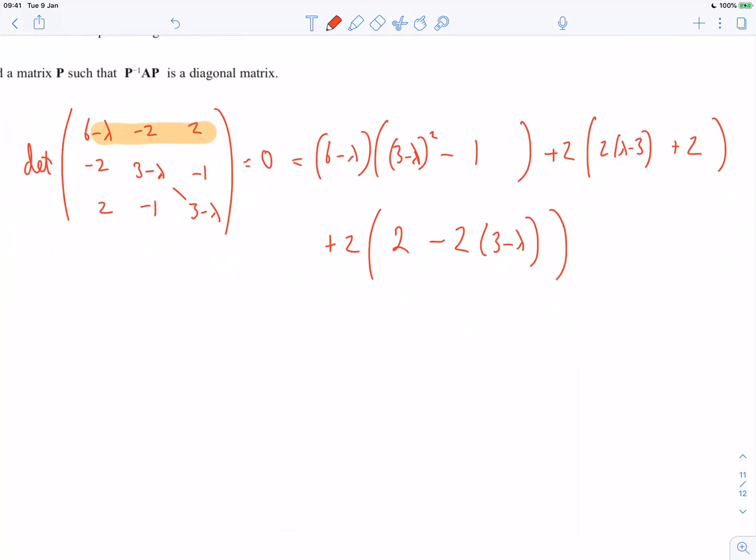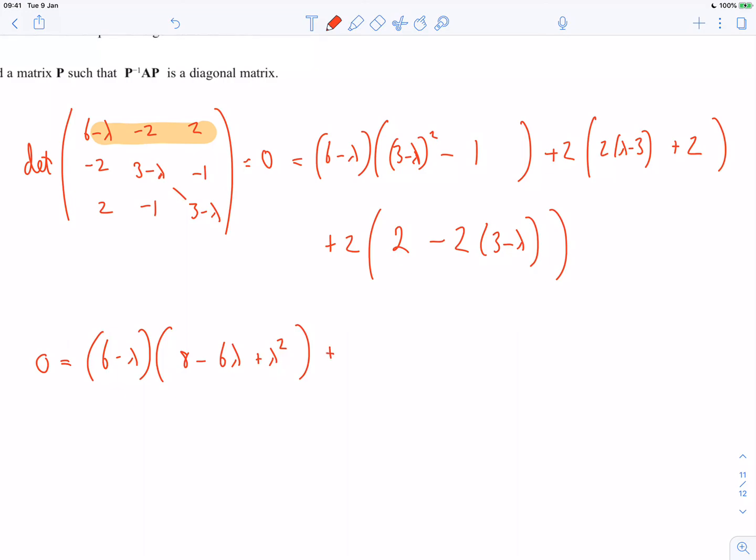Okay, let's pack things up. So 0 equals, and this is 6 minus lambda, lots of, 3 minus lambda squared. So that's going to be 9 minus 6 lambda plus lambda squared. And then I'm minusing 1, so actually that 9 is going to drop down to an 8, I believe.